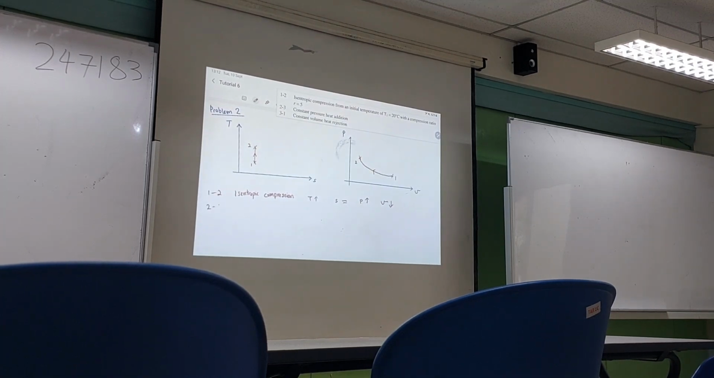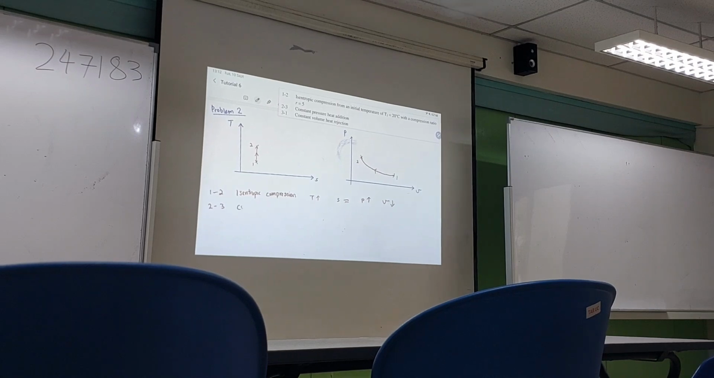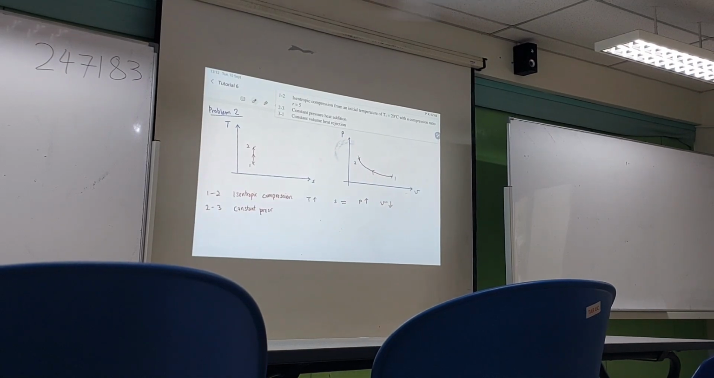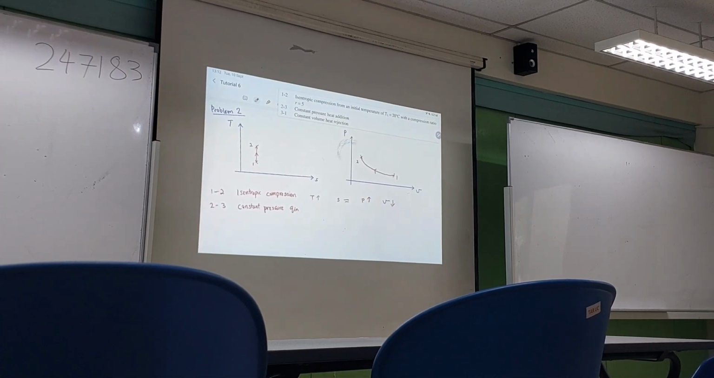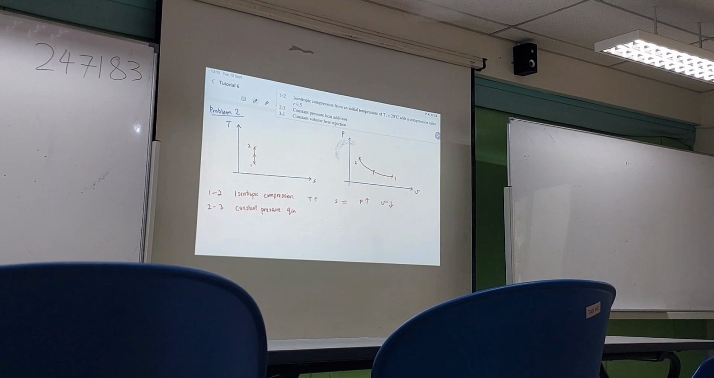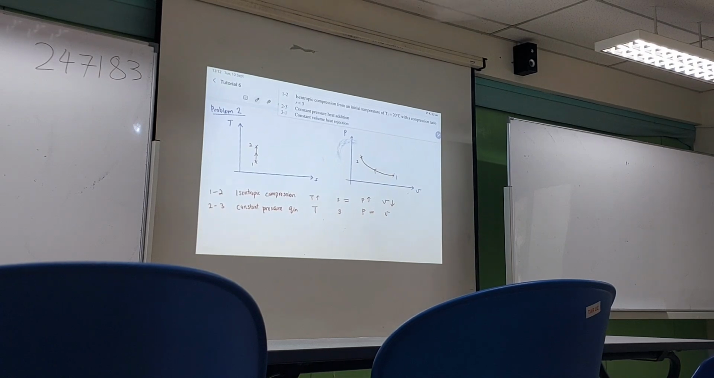Okay, so then we look at 2 to 3. 2 to 3 is a constant pressure heat addition process. Okay, so we do the same thing again. So this time, this is a constant pressure process. So P is the constant in this case. Okay, P will be a constant.